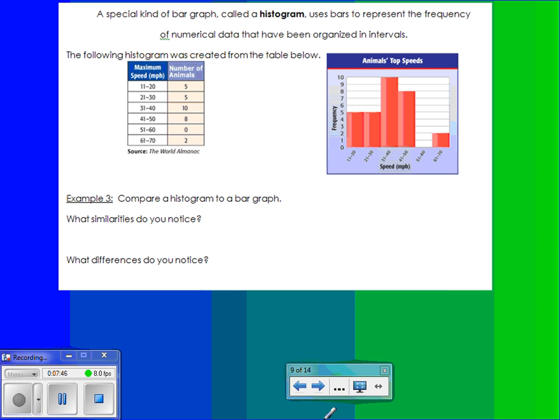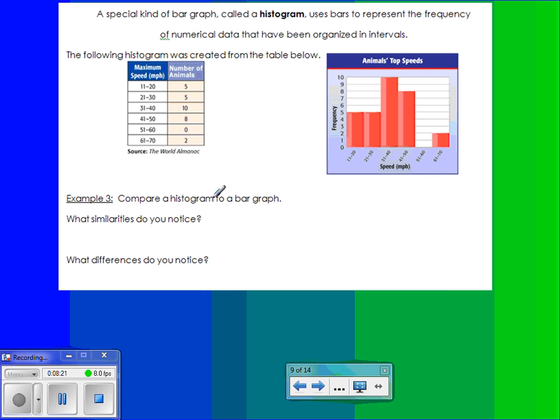We put our intervals on the bottom in a histogram, and on the left side we're putting frequency, how often something happens. Okay, frequency, how often something happens. So in this histogram, we've got speed on the bottom in intervals, and the number of animals that can run within that speed. So 5 animals run between 11 and 20 miles per hour. 5 animals run between 21 and 30 miles per hour.